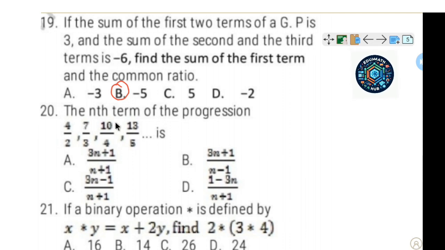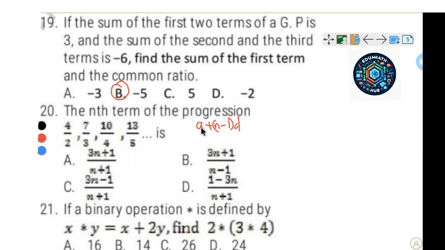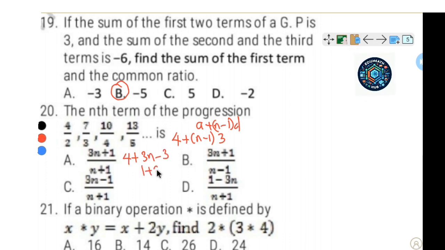So for this first one, don't forget the general term of an AP. The general term of an AP is A plus n minus 1 times D. A is the first term, n is the number of terms, and D is the common difference. If you do that for the numerator, A is 4, so you put 4 here, plus n minus 1, then D is 7 minus 4, that's 3. If you solve this, you have 4 plus 3n minus 3. So you have 4 minus 3, that's 1. 1 plus 3n. So that's the general term for the numerator.